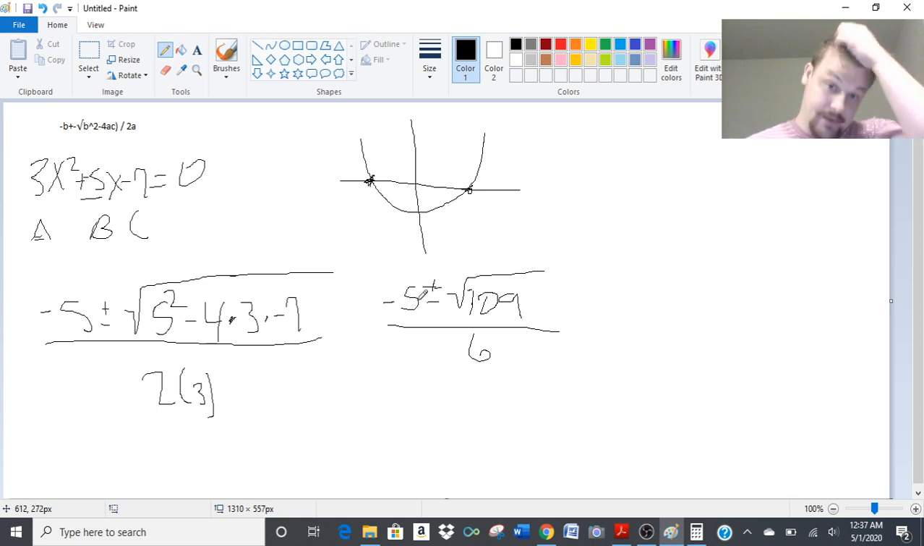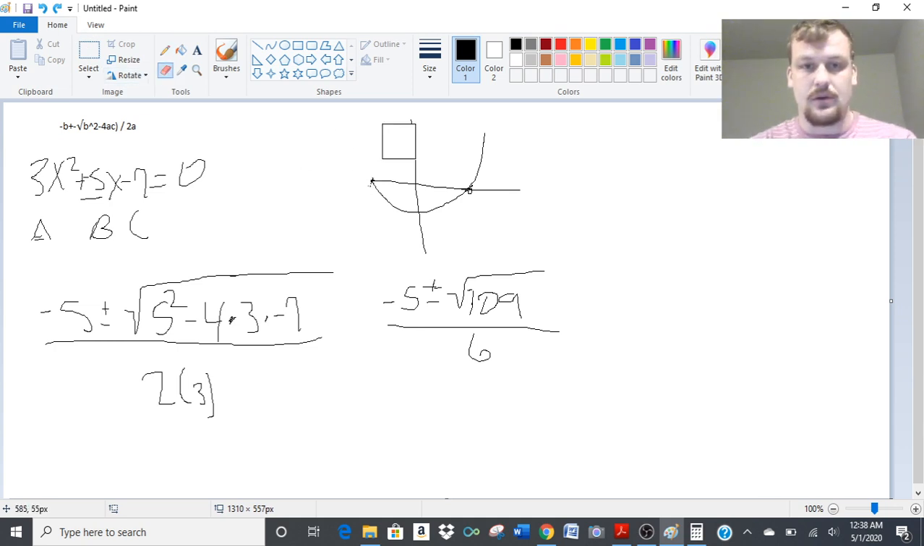Because if you notice, if you do -5 minus the square root of 109 divided by 6, it'll give you the negatives. And what are these on the x-axis? These are negative numbers, so you have -1, -2, stuff like that, and positives go to the right, 1, 2, 3. So that's why you gotta solve for both. Anyway, hope that helped. Let me erase it real quick.